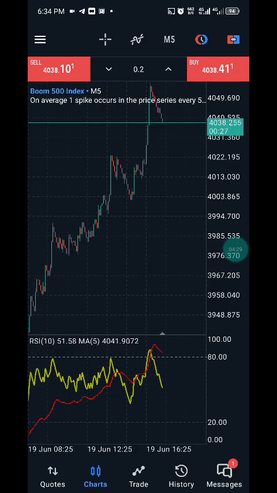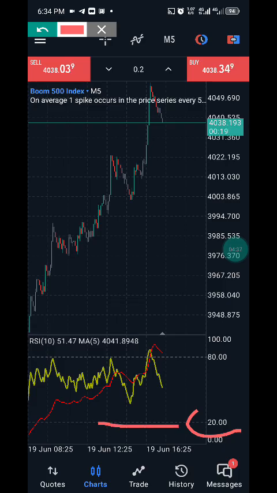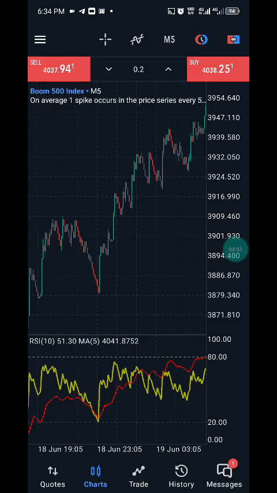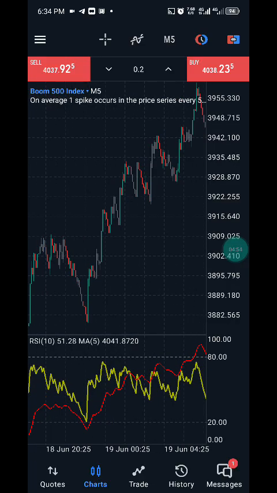And when we are talking about catching a spike, which is our 20 level, anytime you have your moving average go below the 20 level, and also your RSI goes below the 20 level, this tells us that our market is going to be strong on catching a spike. Let me show you an example. Yes, this is an example.